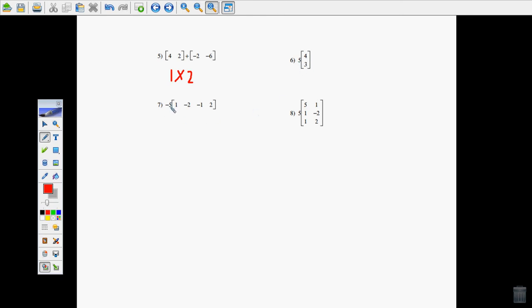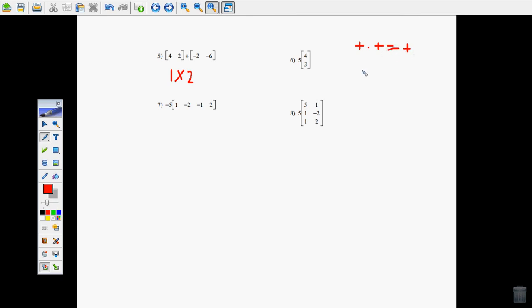Number 7 is a scalar multiple. All 4 numbers will be multiplied by a -5. Make sure you change the sign when you take them. Negative 5 times a negative 2, that's going to be a positive 10. And 5 times all of these. Here, really, this is what we're going to work on today. When you have a positive times a positive, obviously your product will be a positive.